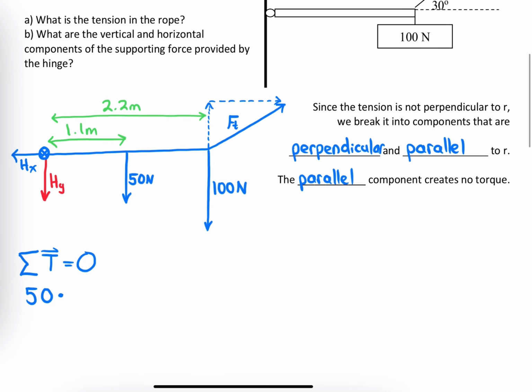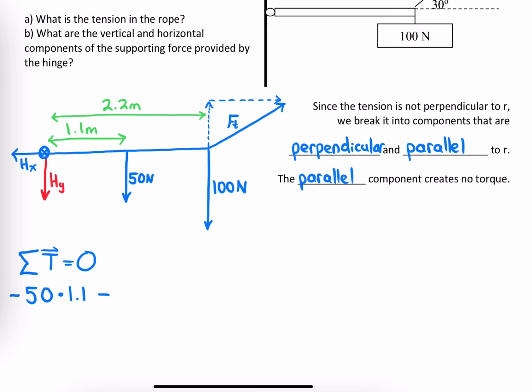Okay, so I have 50 newtons, and that's acting at a distance of 1.1 meters, and those are perpendicular, so that's great. And this 50 newtons is trying to rotate my beam about that pivot point in a clockwise direction, so that's going to be a negative torque. Next up, I've got my 100 newtons. That's also going to try and rotate the beam in a clockwise direction, so that'll be a negative torque. And it's at a distance of 2.2 meters. And then I've got this guy here.